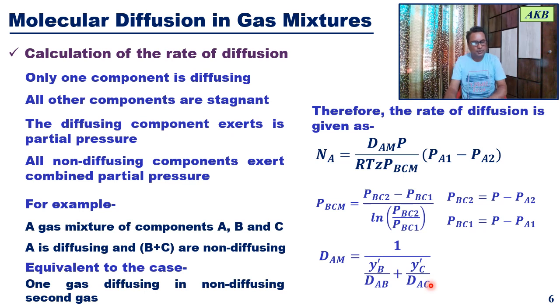So with this, I end my discussion for this particular video. Here, I have told you how to calculate the rate of diffusion in a multi-component gas mixture, where a simple situation is considered. Okay. In my next video, I'll be solving one numerical. I will be discussing one numerical based on this.